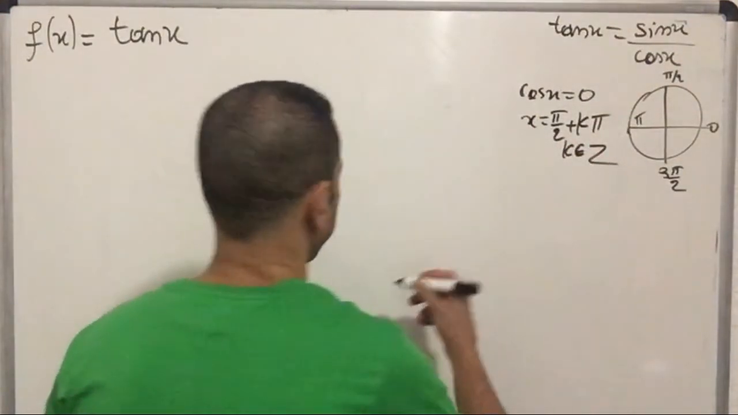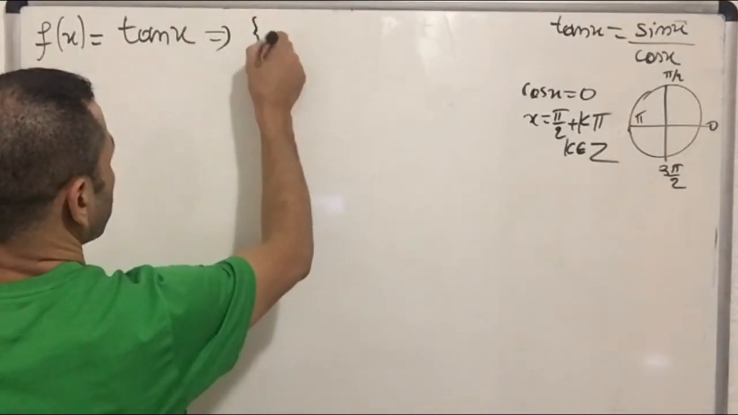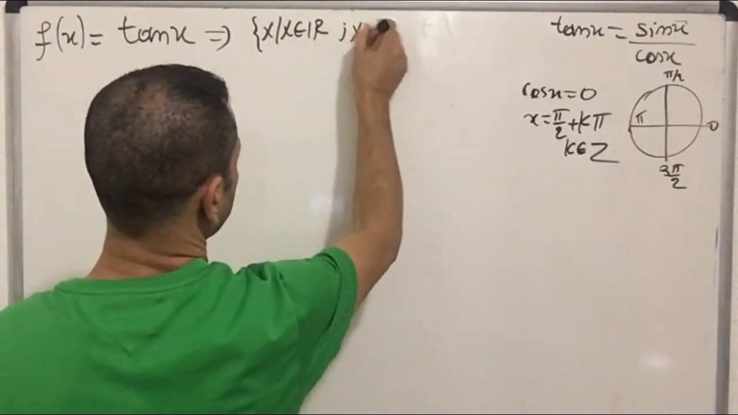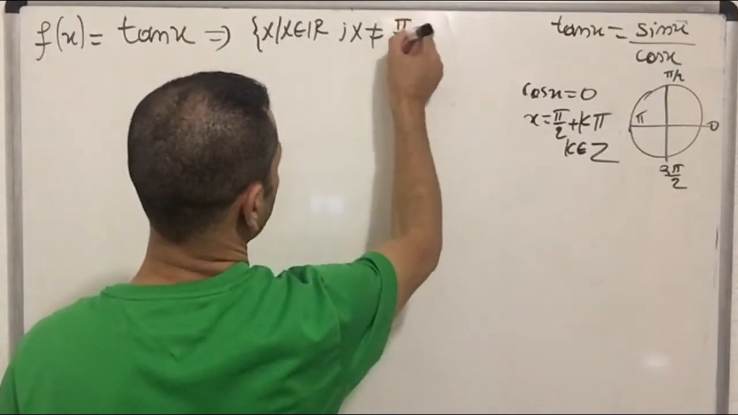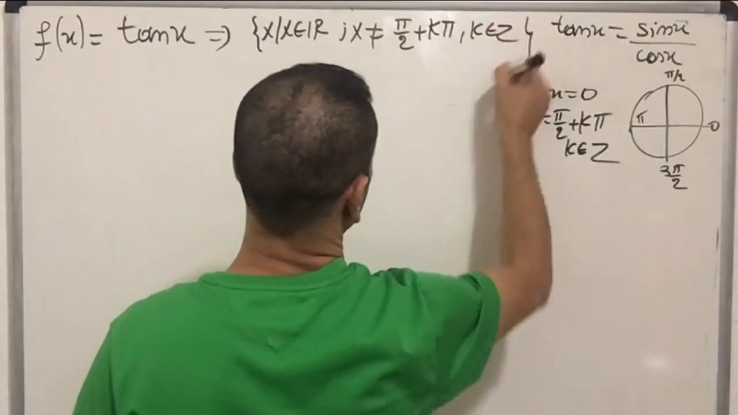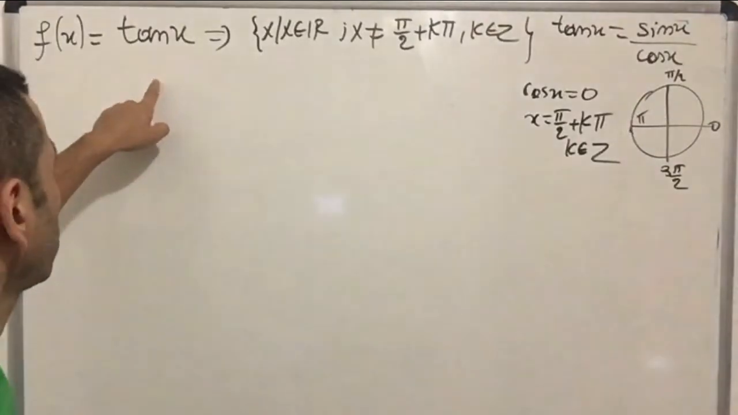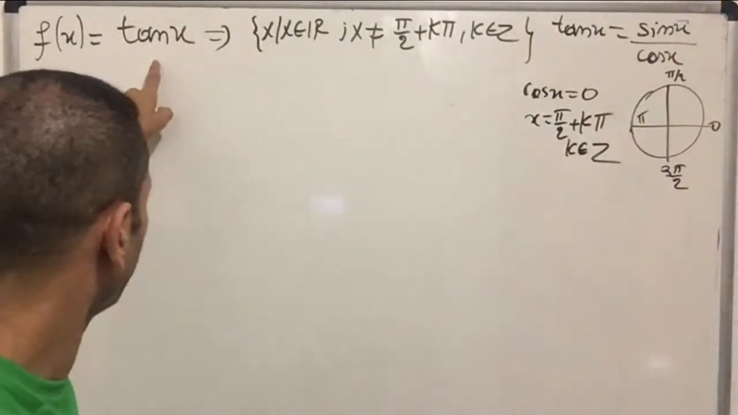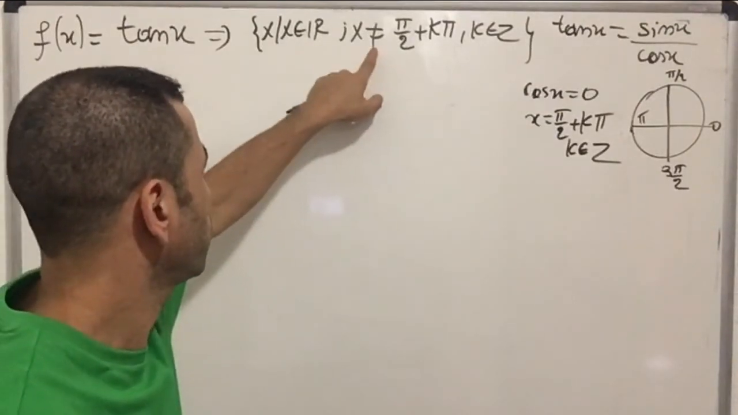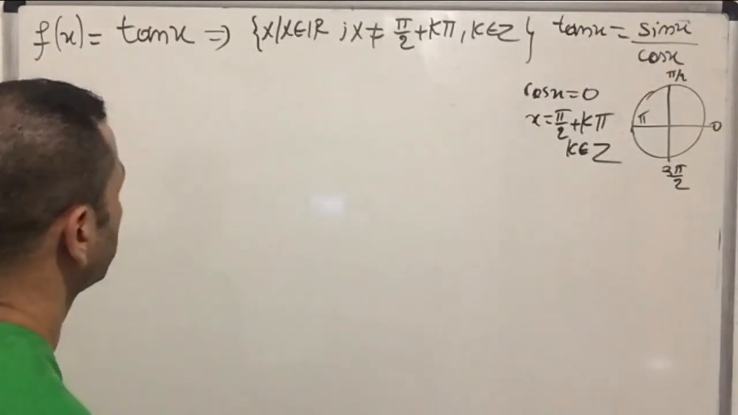So now for the tangent of this one, for x a real number with x different than pi over 2 plus k pi, k an integer, I'm going to calculate the derivative function of this function. As you see here, this function is continuous on this interval, okay? So I'm going to calculate f prime of x.